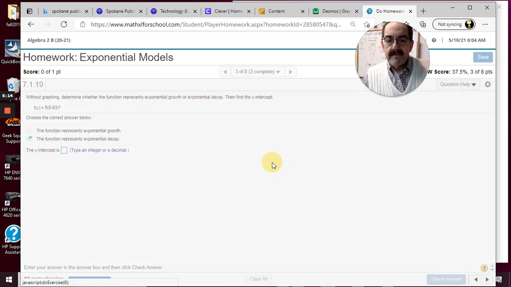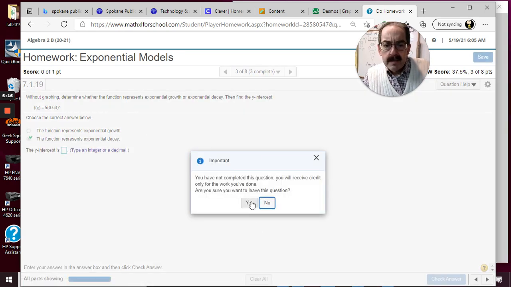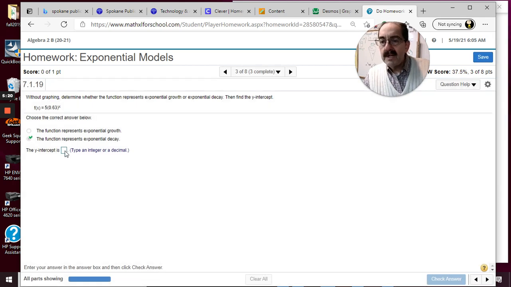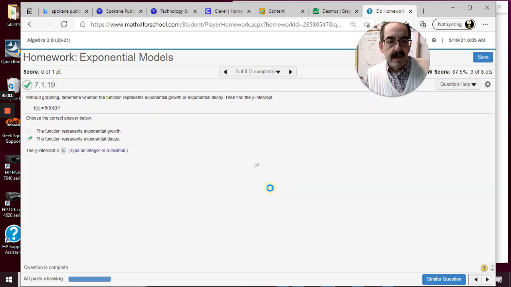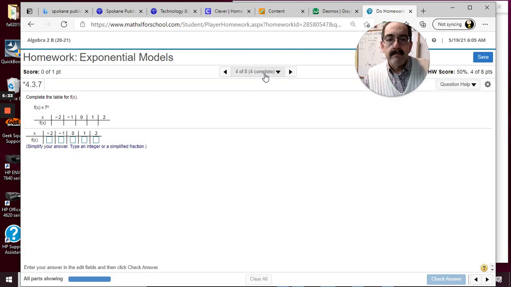Let's do another one we haven't seen before. Okay, yes. Oh, sorry. The Y-intercept. Well, the Y-intercept is when x is 0. Anything to the 0 power is 1. 1 times 5 is 5. Okay, and again, you have the help button if you need it. Okay? All right, we could grab a calculator and just type this in.